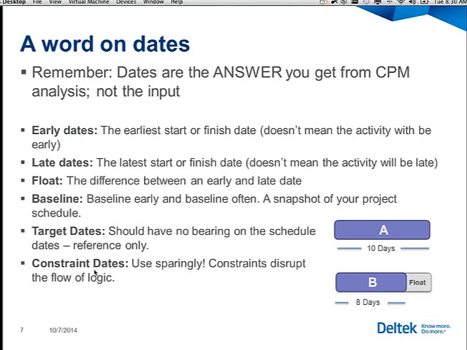Finally, constraint dates. Again, I want the schedule to tell me the dates. When I'm entering constraint dates, I'm undermining the schedule calculation because I'm telling the schedule when things need to happen or when I want things to happen. That's dangerous because it can conflict with the scheduling calculations, and it's not something that I want to do very often.